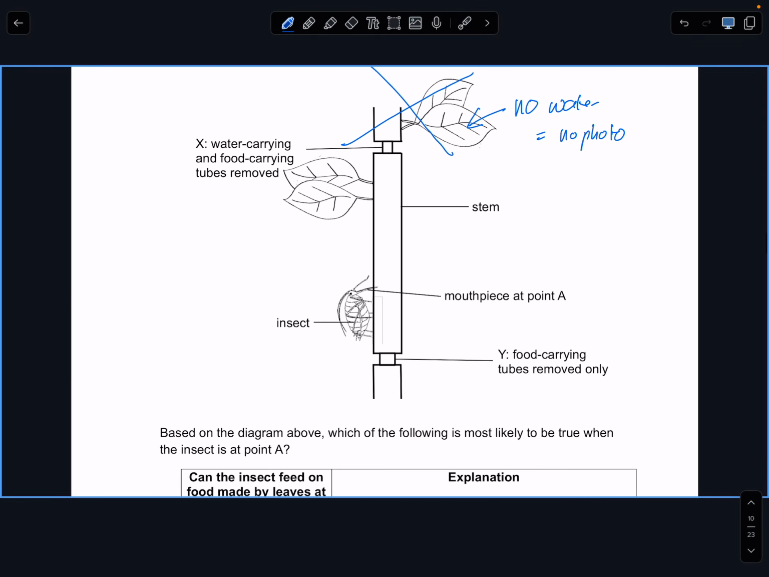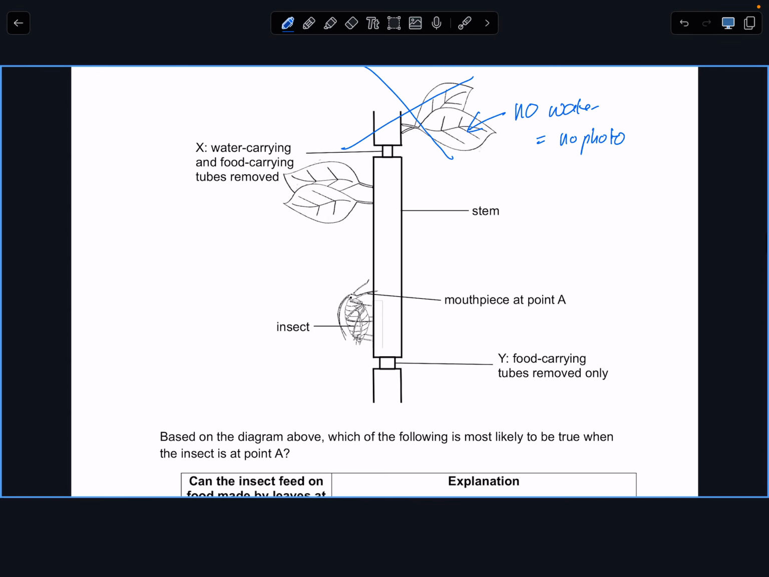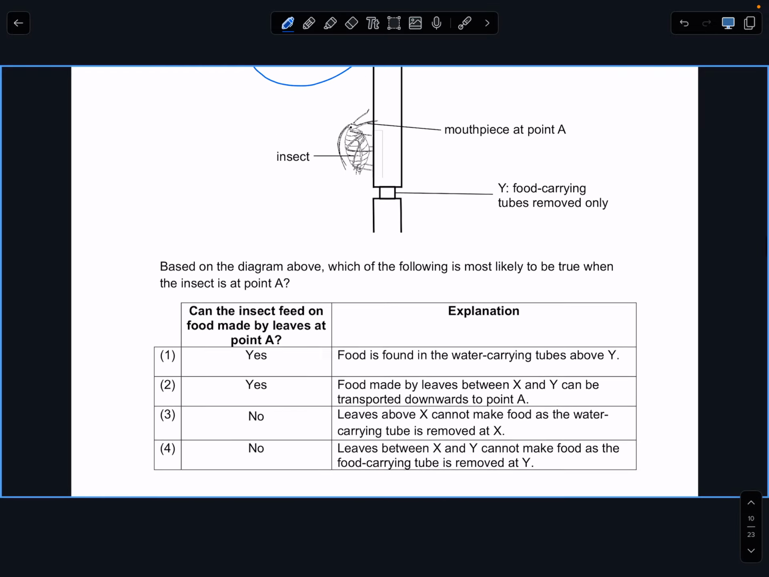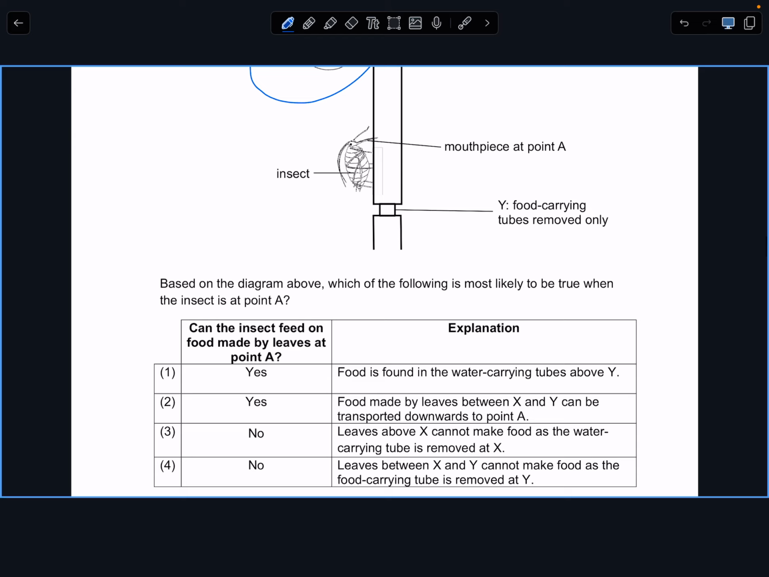Then after that, based on the diagram, this one has food-carrying tubes removed only. So that means the leaves here will most probably be alive because they can still receive water and still make their own food. Now, which of the following is most likely to be true when the insect is at point A? Can the insect feed on the food made by the leaves? Answer is yes and yes.